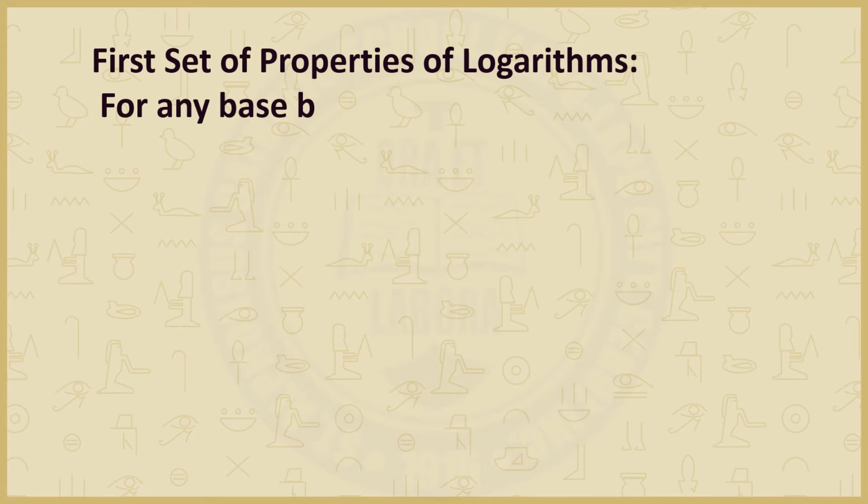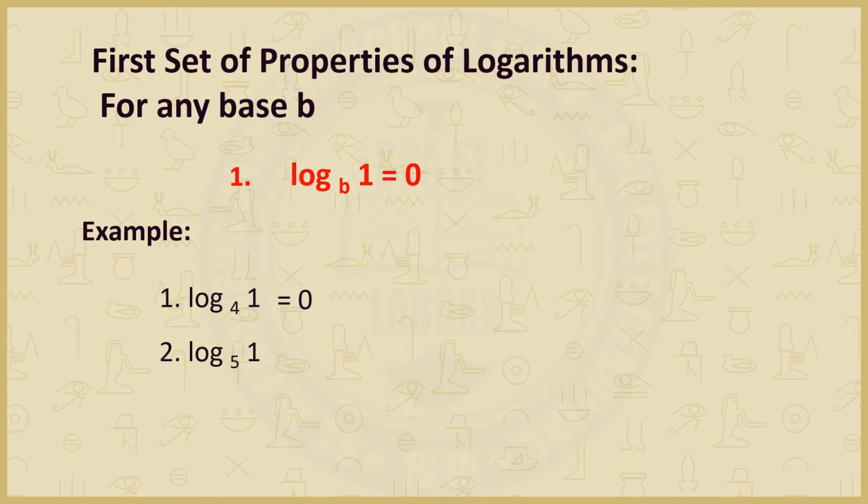So we have the first set of properties of logarithms. This is for any base b. Number 1: the logarithm of 1 to the base b is equal to 0. Example: the logarithm of 1 to the base 4 is equal to 0. The logarithm of 1 to the base 5 is equal to 0.